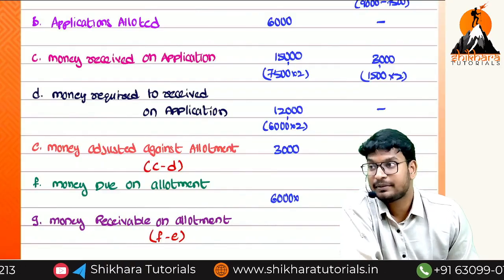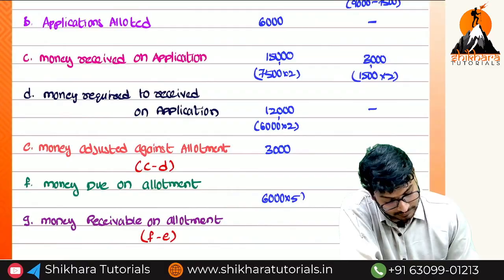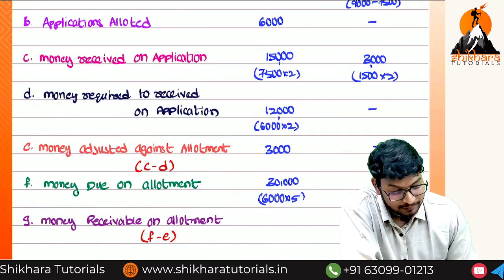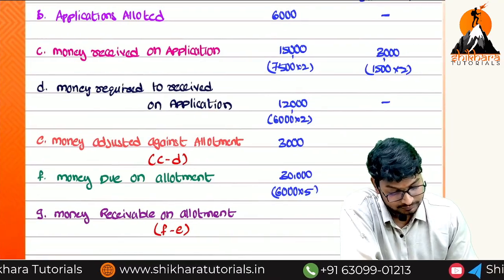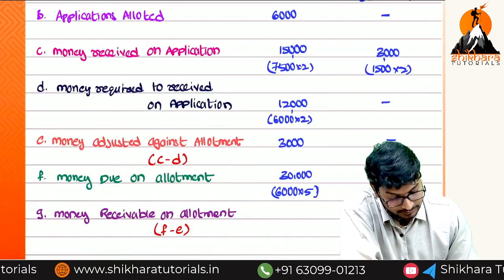5 with premium. Okay, na? So that is equal to how much? 5 into 6,000, 30,000. So what is the remaining amount we need to receive? 30,000 minus 3,000, 27,000.